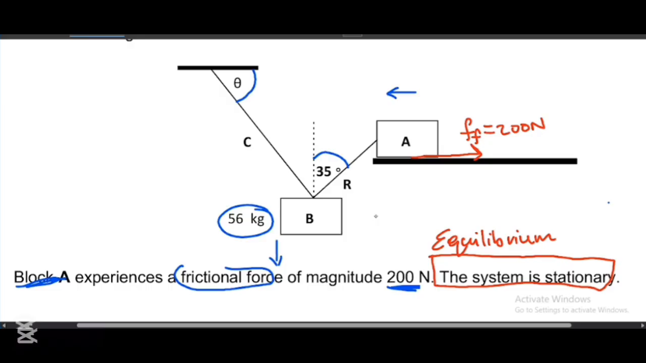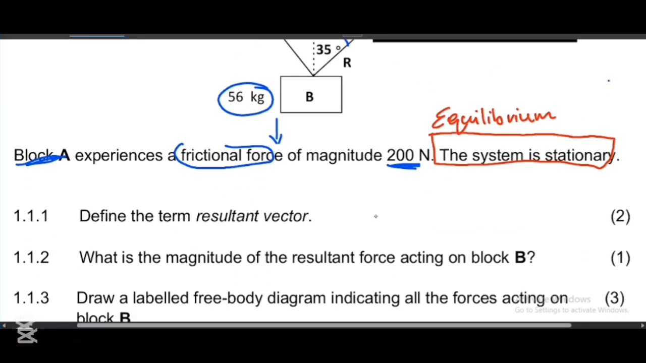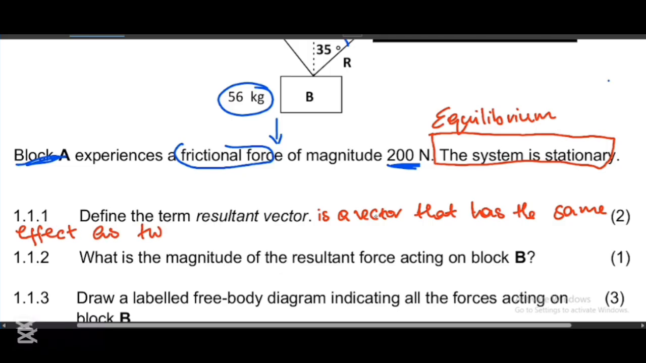So now let's look at the first question. The first question says, define the term resultant vector. I like this definition. It says that it's a vector that has the same effect as two or more vectors. So it has the same effect as two or more vectors.